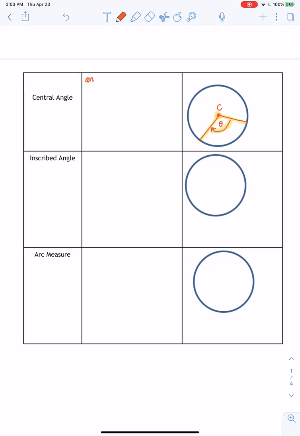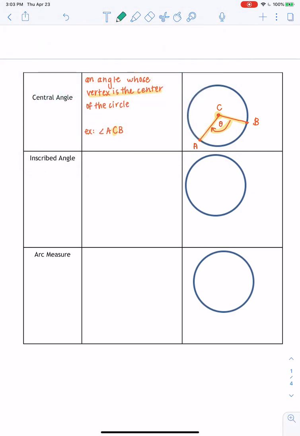So it's an angle whose vertex is the center of the circle. So let's say we call this point A and this point B, then the example would be angle ACB, and C is the vertex. Vertex is the center.